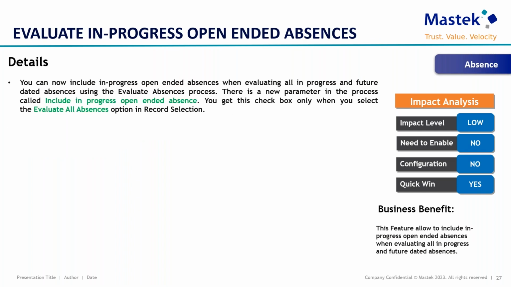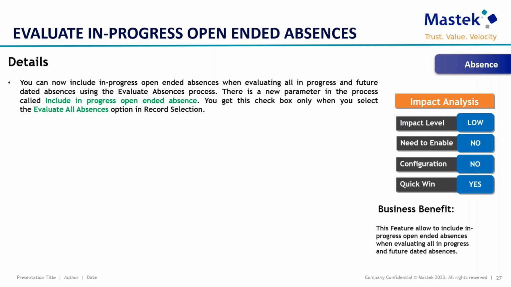The next topic is evaluate in-progress open-ended absences as well. Until 24C, when we run the process evaluate absences, we don't have an option to select which type of absence we want to evaluate. It will either be based on absence type, absence plan, or person selection formula or legislative data group, LDG, and LE.